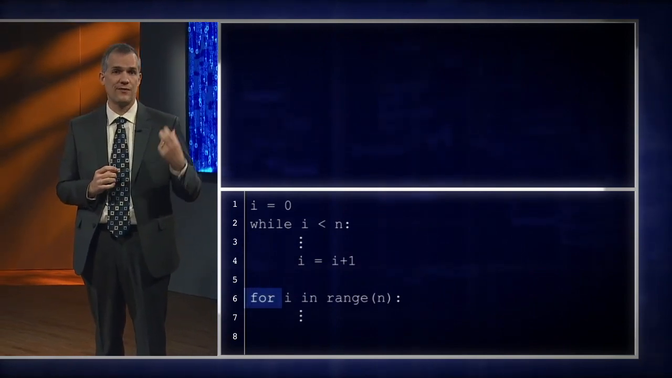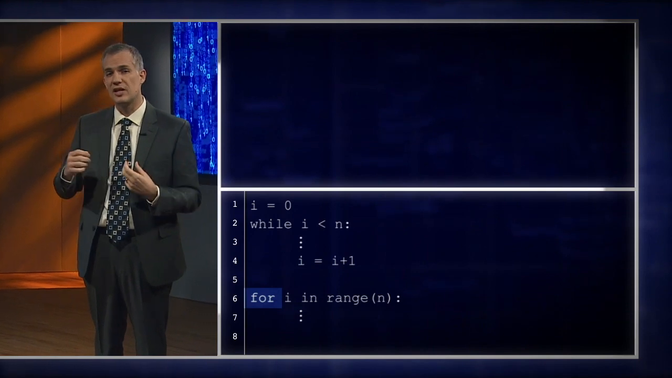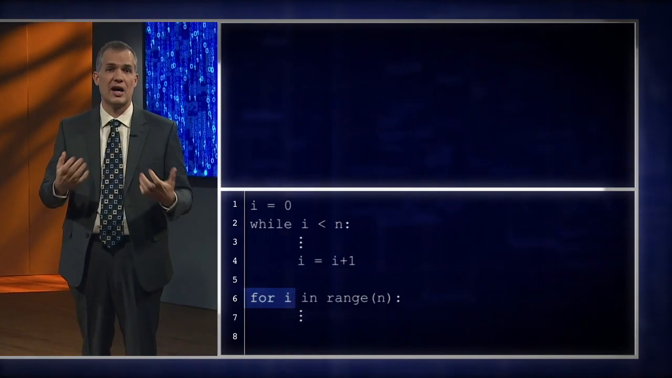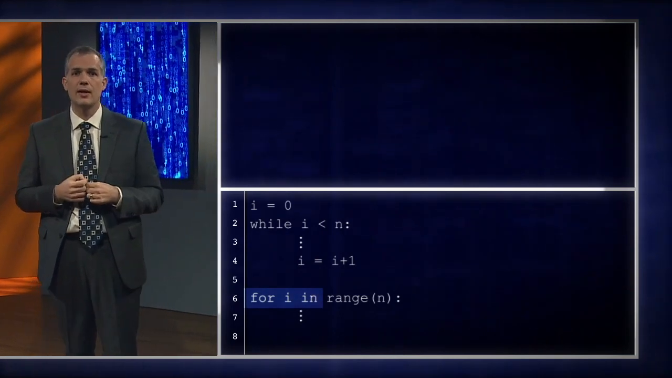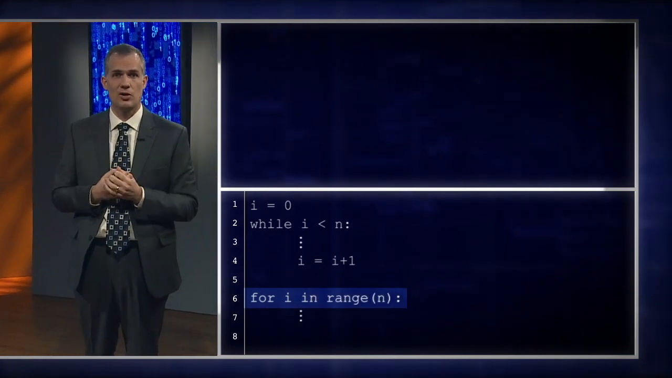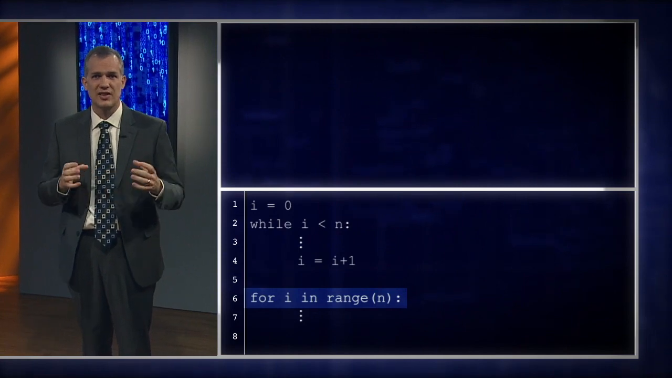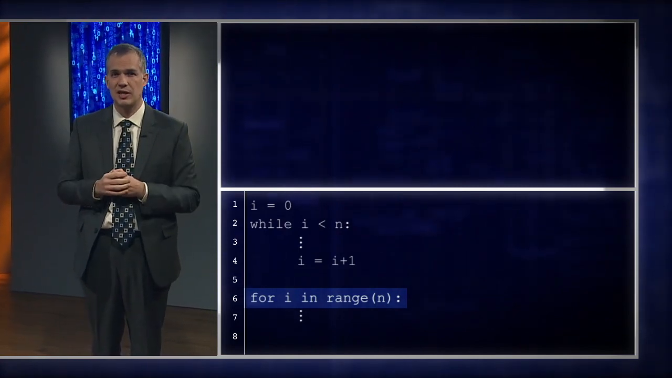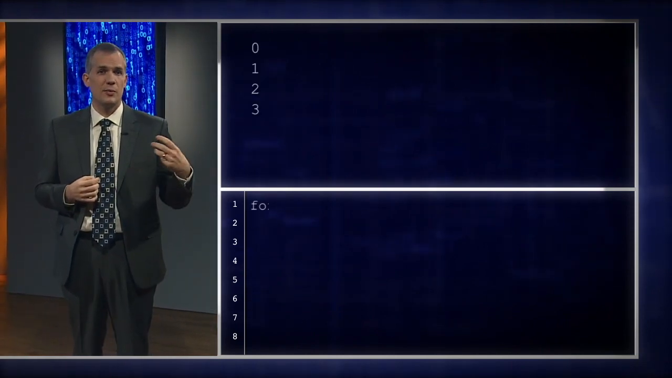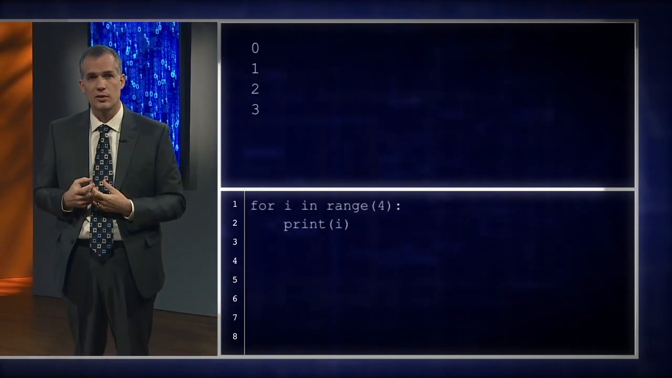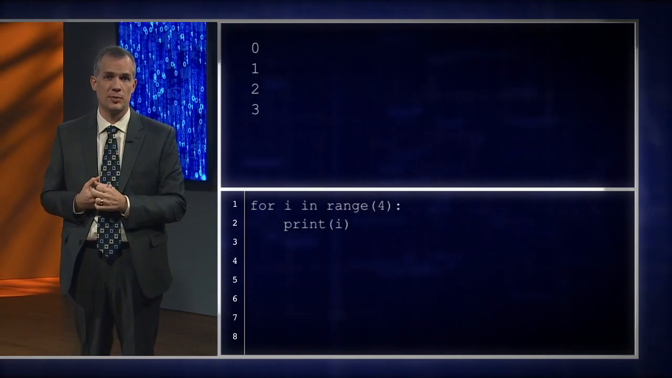We start with the word for. We then give the iterator variable we want to use, which is I in this case. Then we have the word in, and then we have the range, followed by a colon. There are actually things we can put here at the end besides range, but we'll see those later. For instance, if we have for I in range 4, the values 0 through 3 will be printed out.